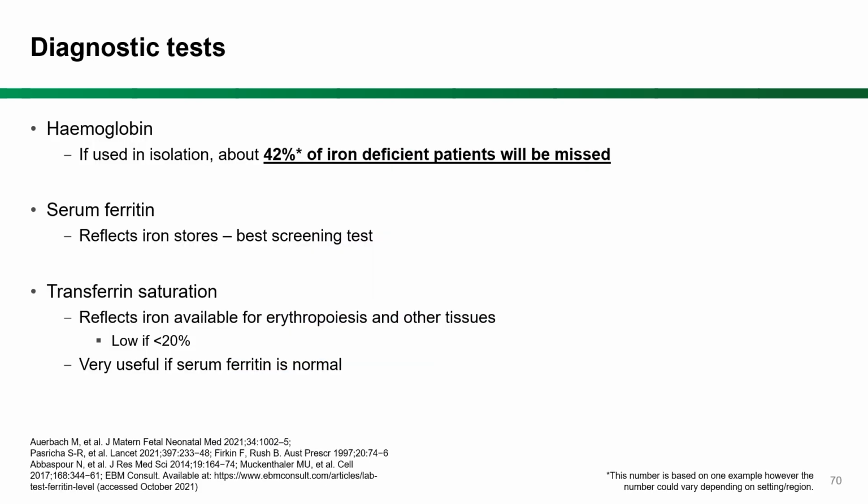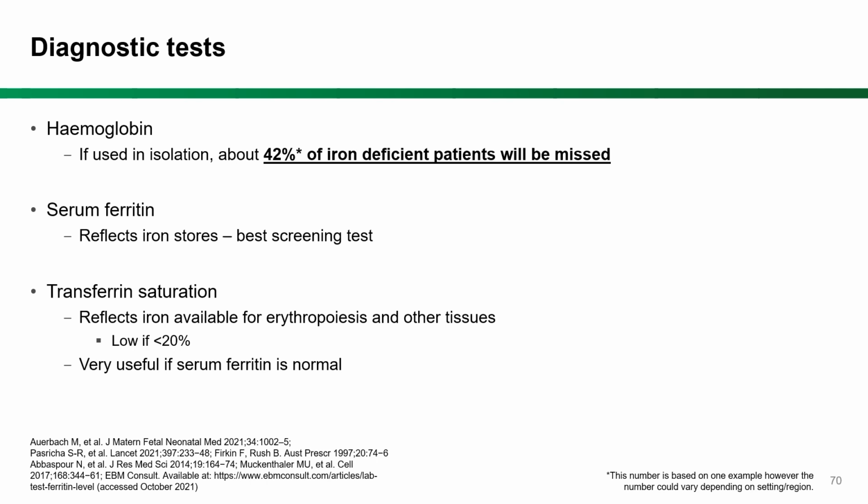So here it is very important to notice that hemoglobin on its own is not adequate. In this example here, one of the studies showed that if you only use hemoglobin, then you will miss 42% of your iron deficient patients. Now, this will vary from country to country, but I think this is very true for many low middle income countries. So you need additional tests such as a serum ferritin, which is a very good screening test, but also not perfect.